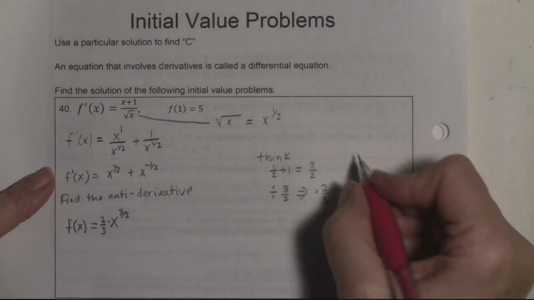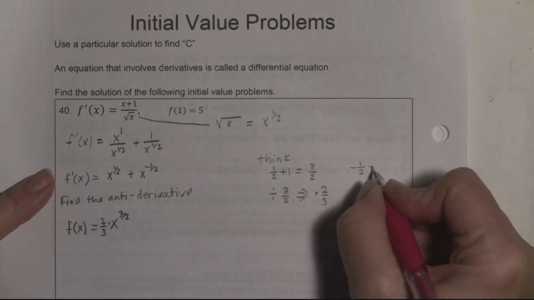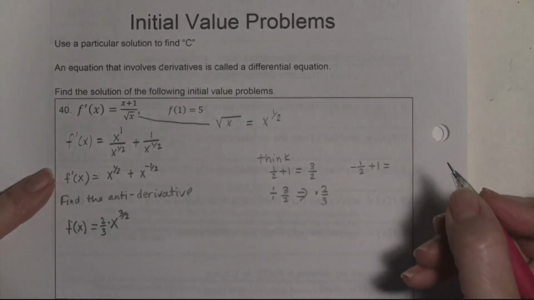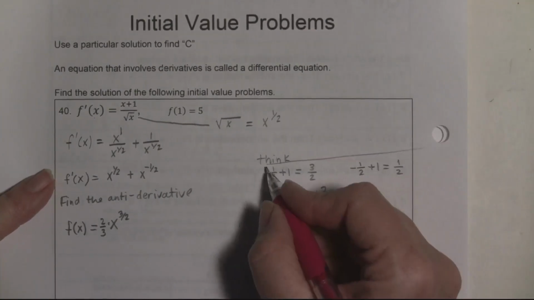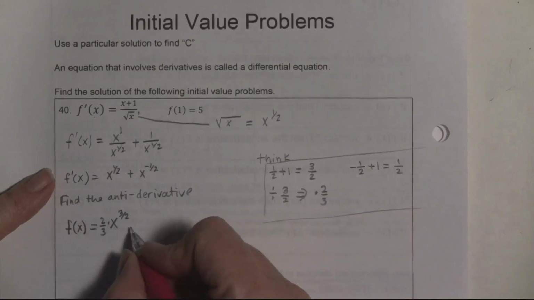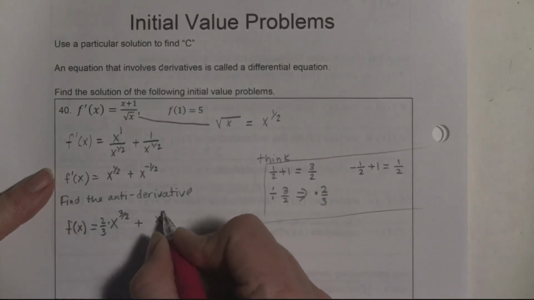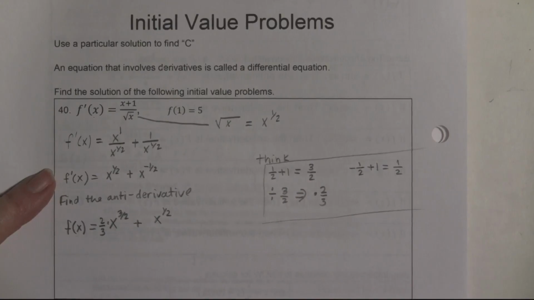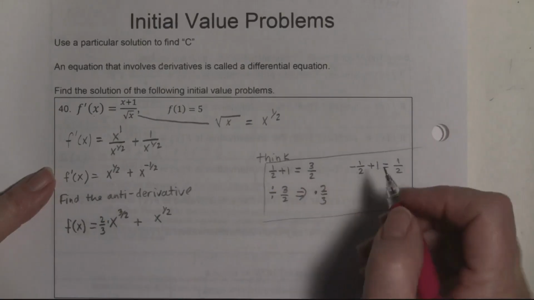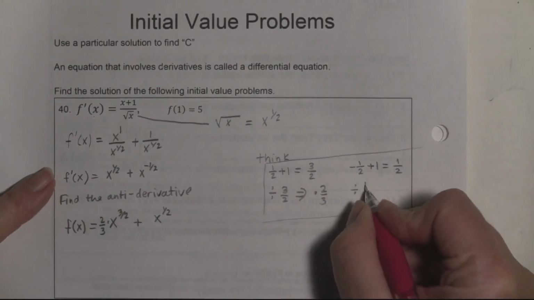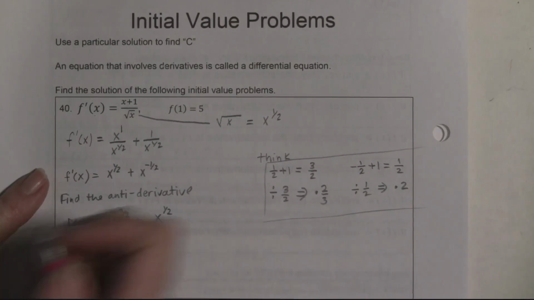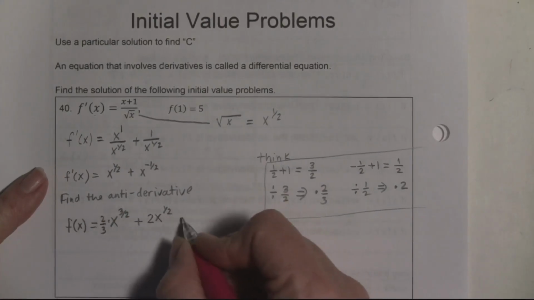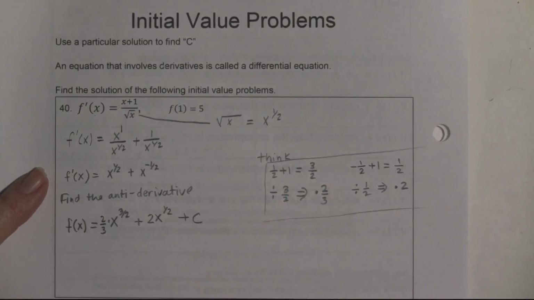And then on the next one, I have negative 1/2. I'm going to add 1 to it. So negative 1/2 plus 1 is half. So this is in my thinking zone. And so this is going to be plus x to the 1/2. And then you divide by the same darn thing. So you divide by 1/2, which is the same as multiplying by 2 over 1, which is 2. So I'm going to times 2 right here. And then plus a constant.